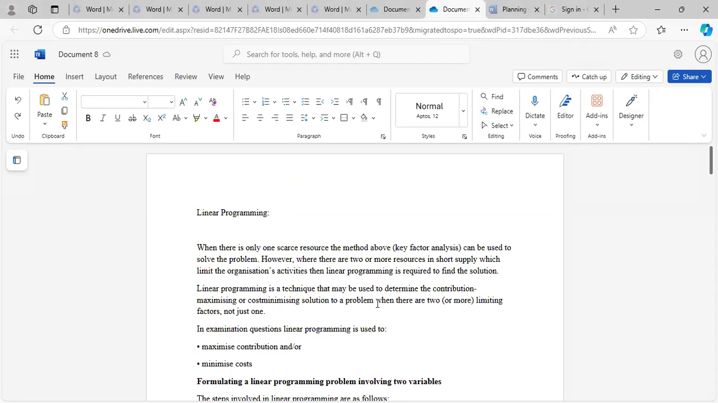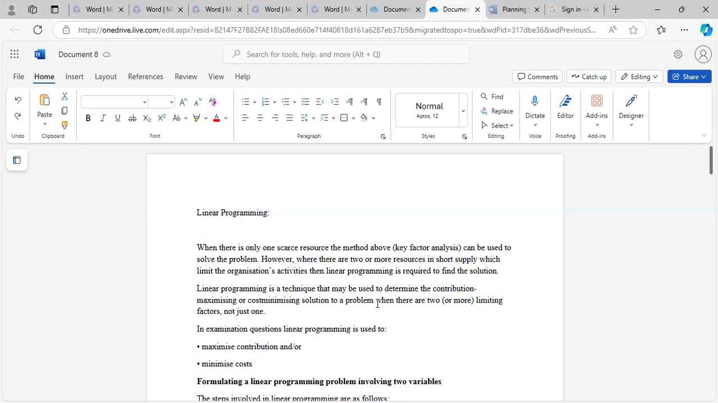If there is a shortage or limiting of resources, and more than one resource is in shortage, we use linear programming. Okay, I uploaded the lecture relating to the single limiting factor. It is similar to what we discussed in throughput accounting. It is based on the marginal costing concept, and throughput accounting is based on the throughput accounting concept. So key factor analysis is used if there is only a single shortage of resource.